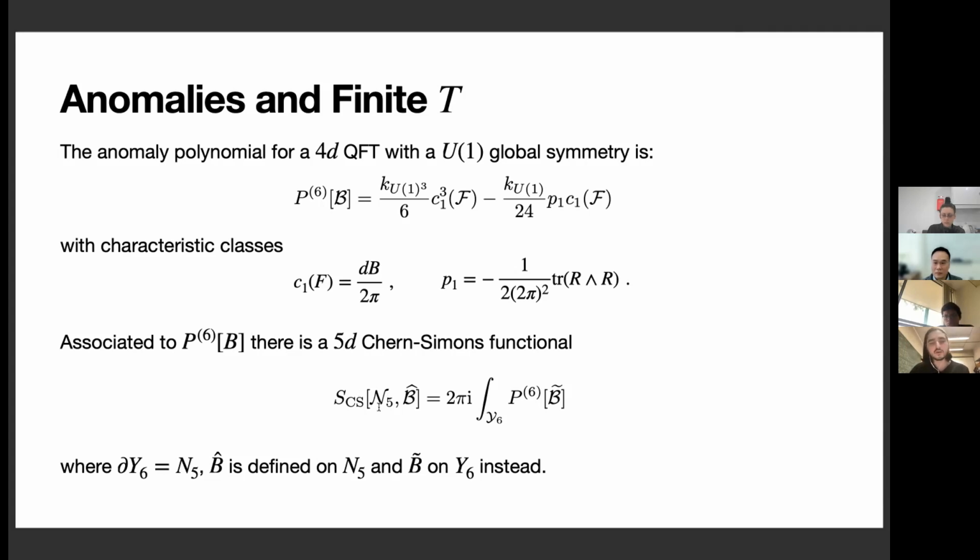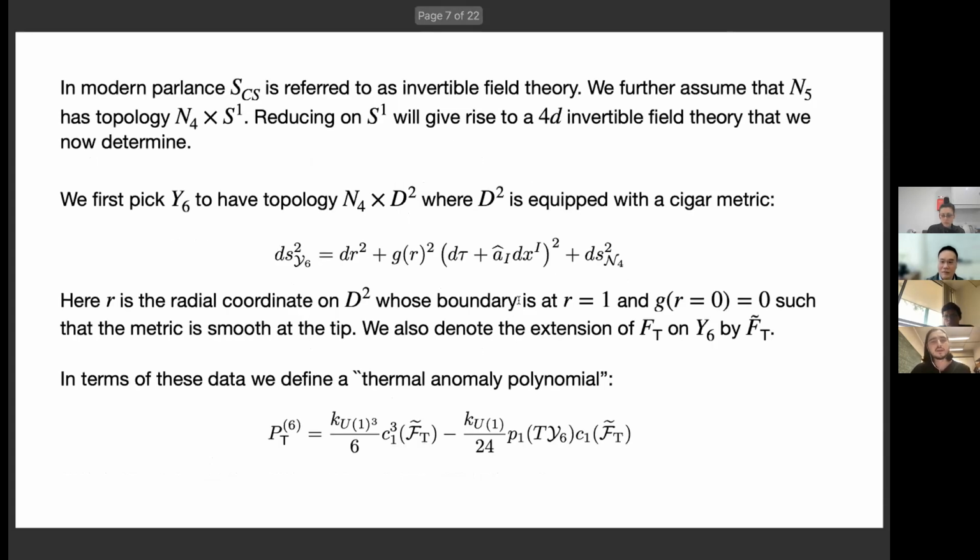So let me add a word on notation. In what follows, I will always denote the background field on the five-manifold with a hat, and the background field with a tilde to be the extension of the background to the six-manifold. Okay. So you have probably heard that recently people like to call this kind of Chern-Simons functional an invertible field theory. But we don't really need the theory of this object right now, just remember this as a name.